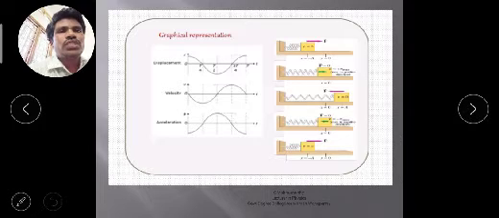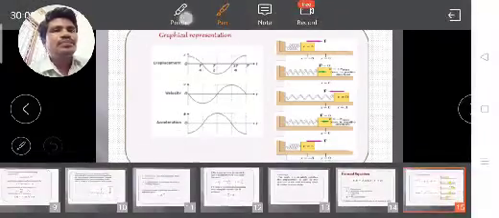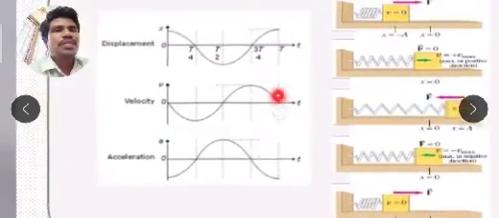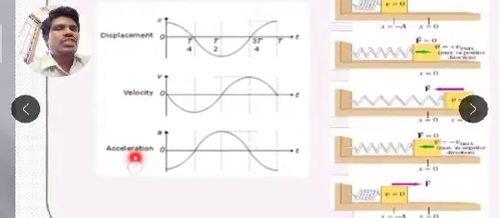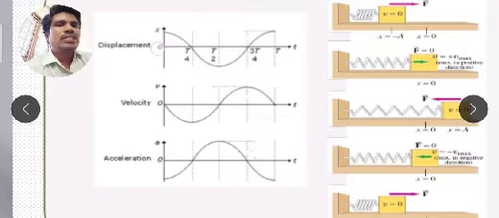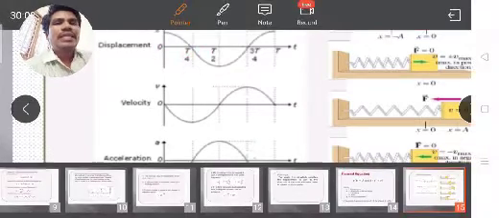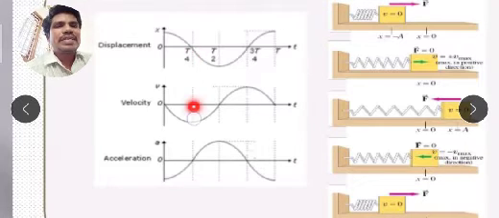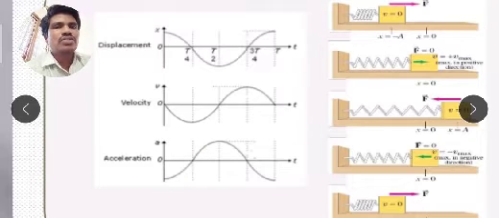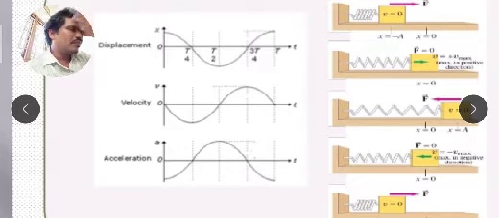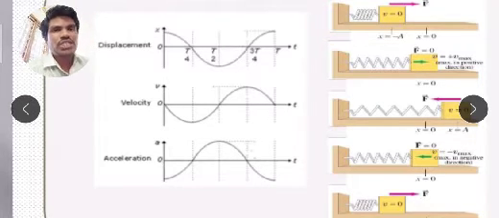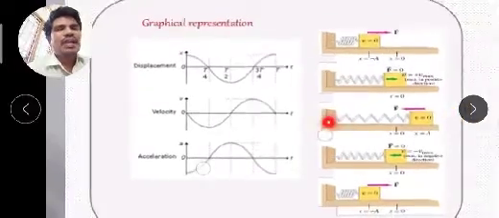Now this is shown with a graphical representation like this. Here is the graphical explanation of the displacement, velocity and acceleration between 0 and T by 4. At the start the displacement is equal to 0, but the velocity is negative, and at the time period T the acceleration must be 0. Okay, so these are the graphical explanations of displacement, velocity and acceleration.